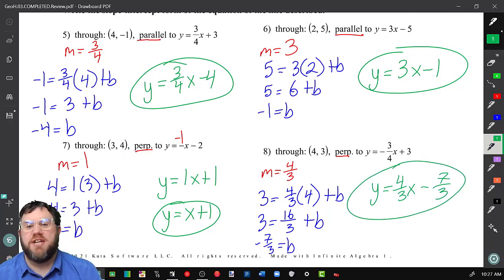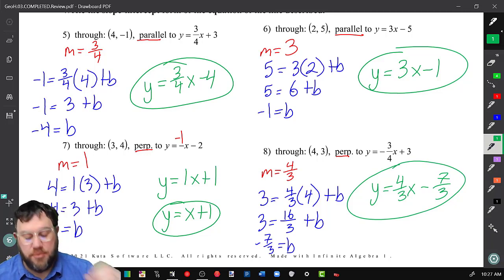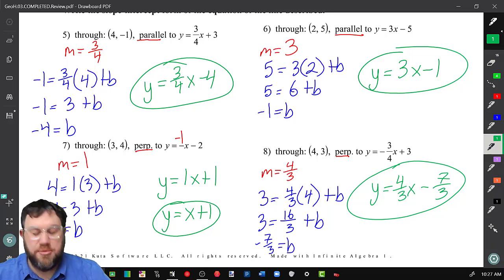So even with fractions, it's the exact same process. So go back through these again if you need to, do a little bit more practice, study, get ready for that test. Good luck.